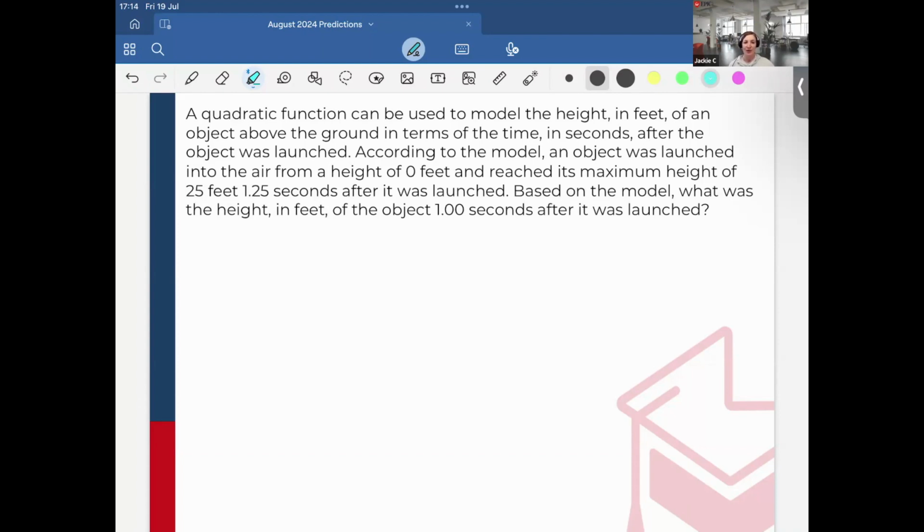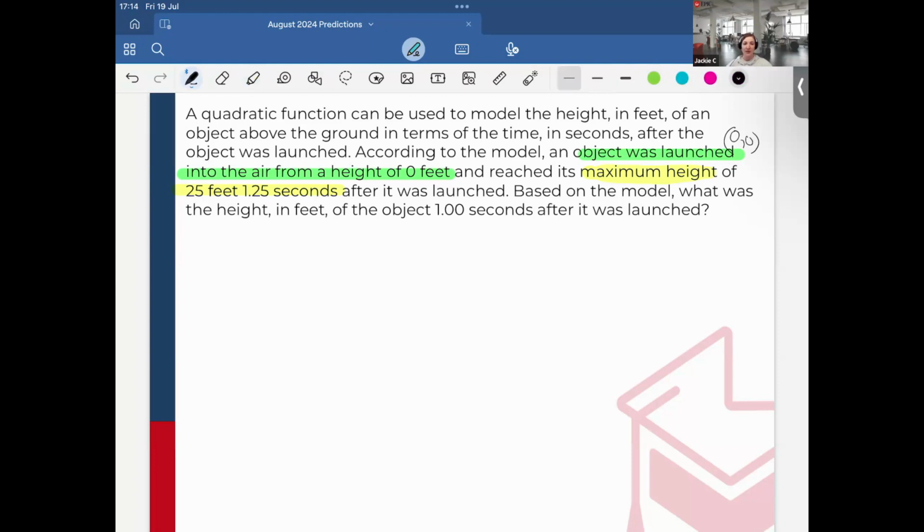A quadratic function can be used to model the height in feet of an object above the ground in terms of time in seconds after the object was launched. According to the model, an object was launched into the air from a height of 0 feet. So that means there is a starting point of (0, 0), and it reached its maximum height, so the vertex is at 25 feet, 1.25 seconds after it was launched. Based on this model, what was the height in feet of the object 1 second after it was launched?